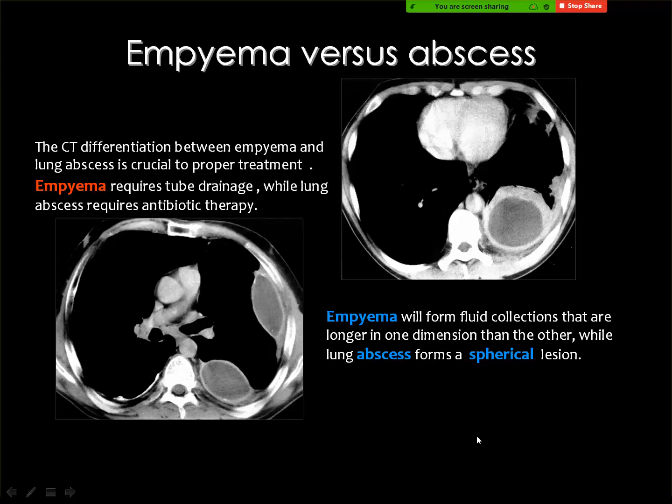The difference between empyema and the abscess, there are many differences. Number one, abscess is usually rounded, empyema is usually elliptical. Number two, the angle between the pleura and the abscess is acute. The angle between empyema and the pleura is obtuse. Number three, the abscess is not surrounded by collapsed lung, but the empyema is usually surrounded by collapsed lung if it is big.